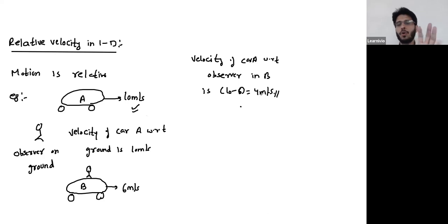So till now, whatever numericals we have done, we have always calculated velocity with respect to ground. But from now onwards, you will be asked to calculate velocity, acceleration, displacement with respect to a moving observer, another observer. So this was an example for relative velocity.